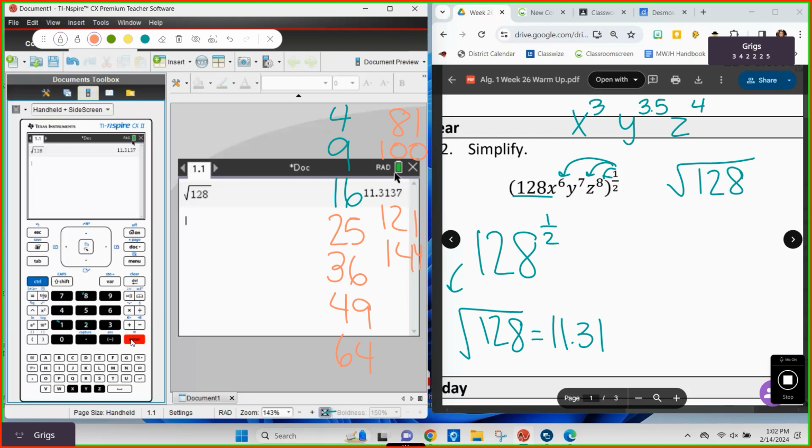So I am not solving the square root of 128. Solving it would get me 11.31. I'm simplifying it. If I'm taking the square root of 128, I want to know what perfect square times something equals 128. So we're going to think about divisibility. Do you think 128 is divisible by 4?